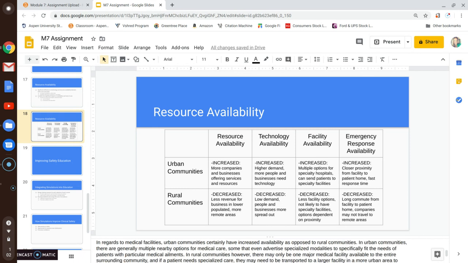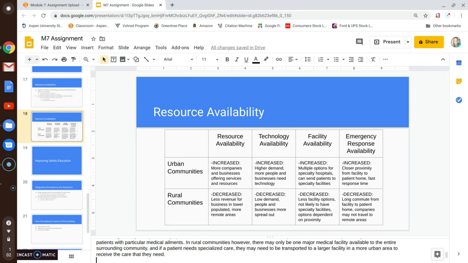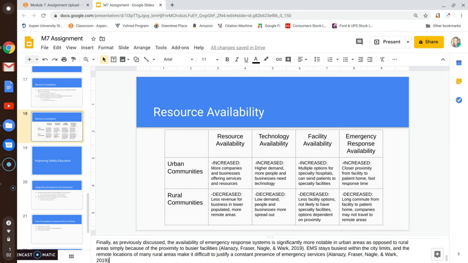In regards to medical facilities, urban communities certainly have increased availability as opposed to rural communities. In urban communities, there are generally multiple nearby options for medical care, some that advertise specialized modalities to specifically fit the needs of patients with particular medical ailments. In rural communities, however, there may only be one major medical facility available to the entire surrounding community, and if a patient needs specialized care, they may need to be transported to a larger facility in a more urban area to receive the care they need.